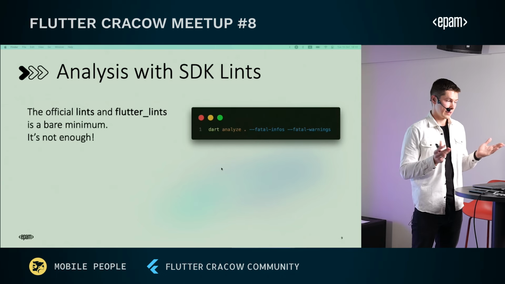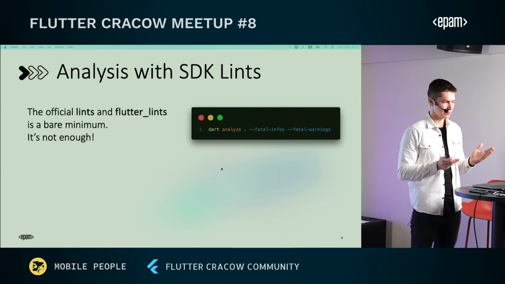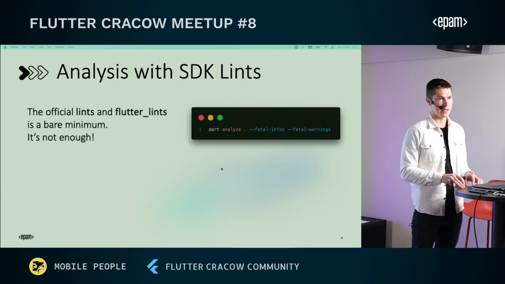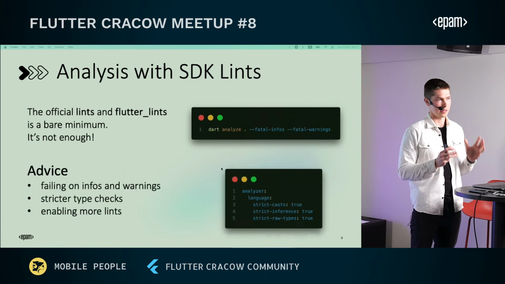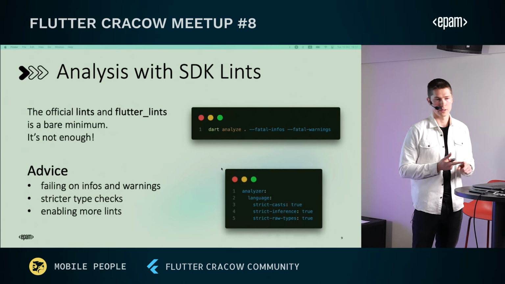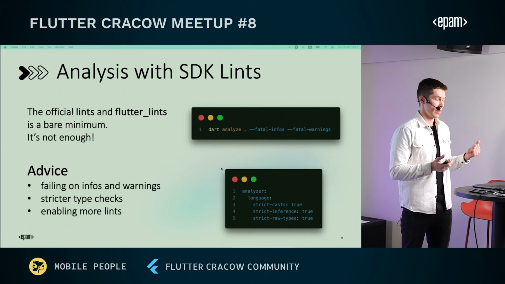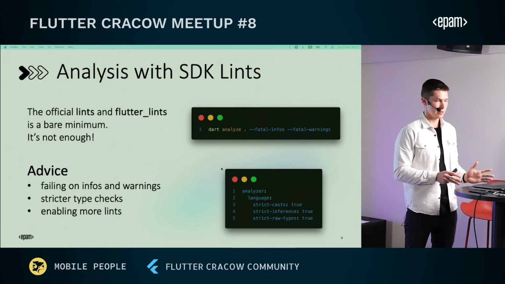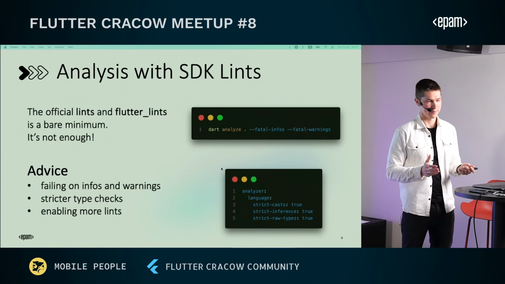But even though Flutter lints is already available nowadays with the latest Flutter version, from my point of view, that is not enough. I would say that is just the bare minimum. Consider the following things. First of all, I would recommend you configure your CI pipeline so that it fails not only on the presence of errors, but also on the presence of warnings and infers. Then consider enabling stricter type checks. And on top of that, also make sure you enable more lints.